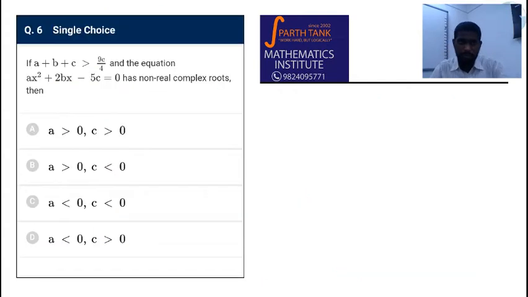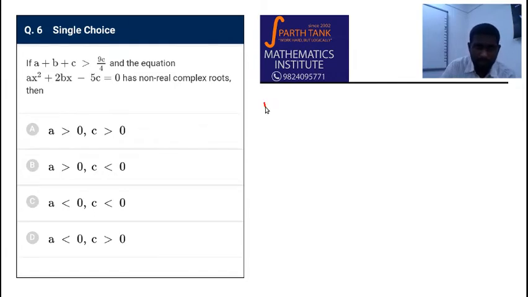Let us move on to question number 6. Now this is a tricky question. They said a plus b plus c is greater than 9c by 4, and the equation ax squared plus 2bx minus 5c is equal to 0 has non-real complex roots.